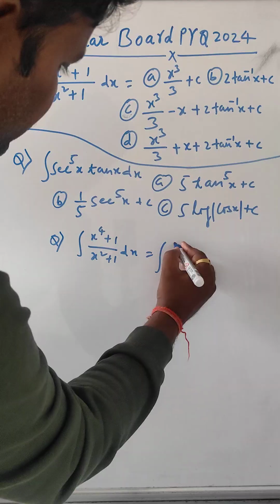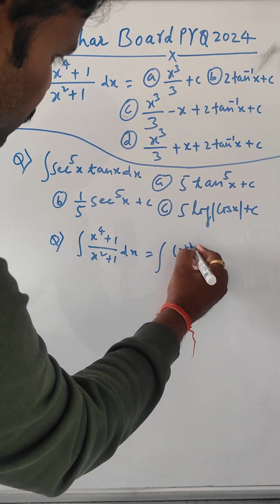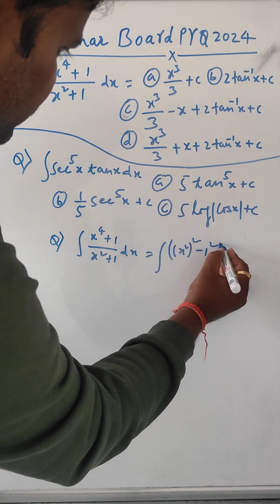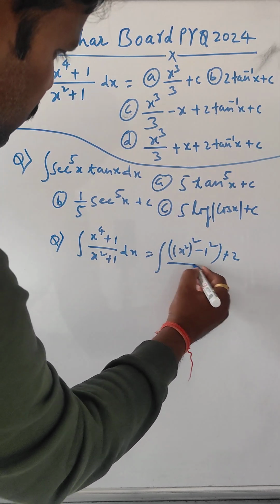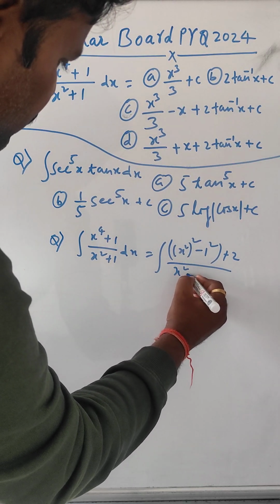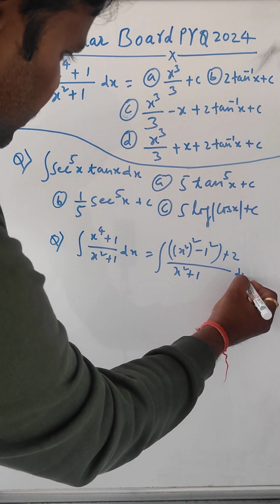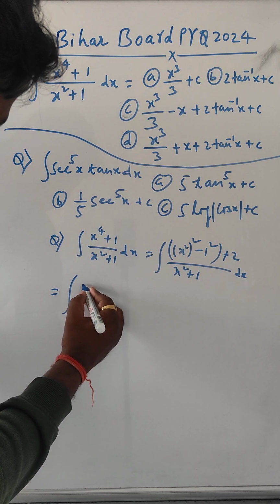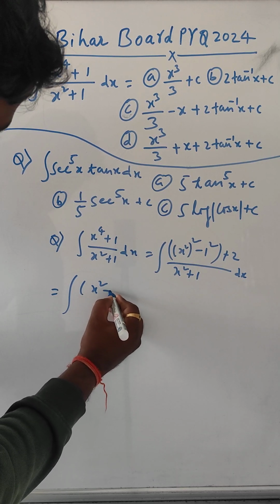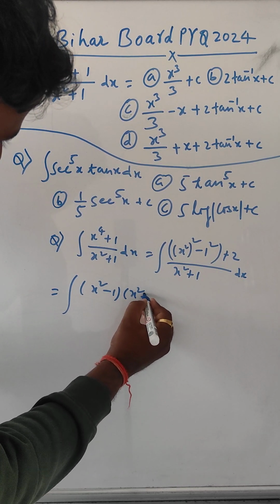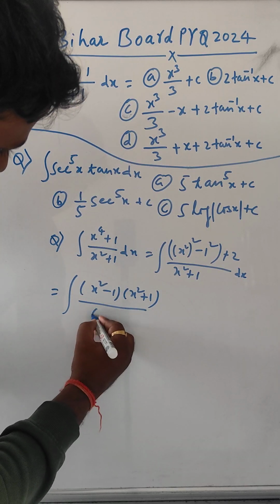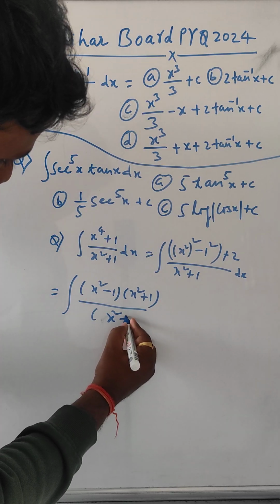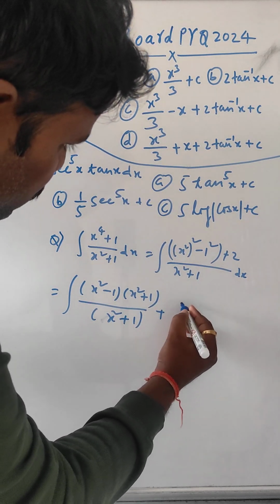Correct. This can be written as (x^2)^2 minus 1^2, plus 2, over x^2 + 1 dx. We can expand here: (x^2 - 1)(x^2 + 1), and here we can write x^2 + 1 and plus 2.